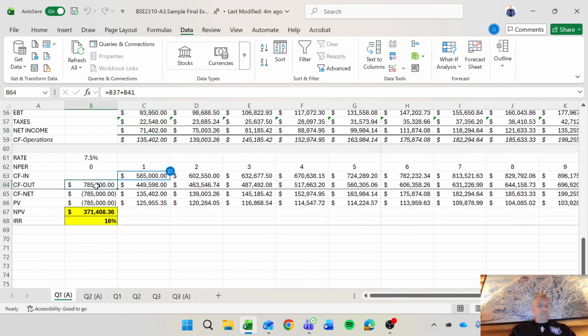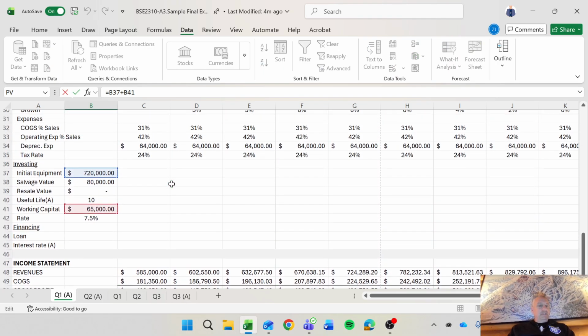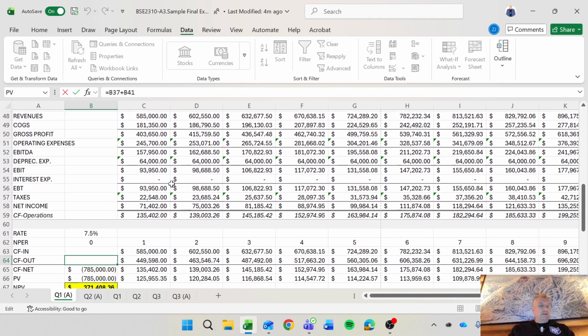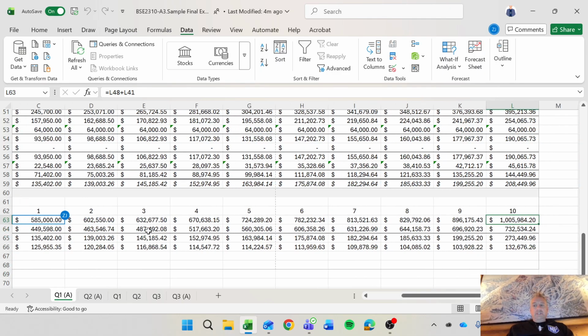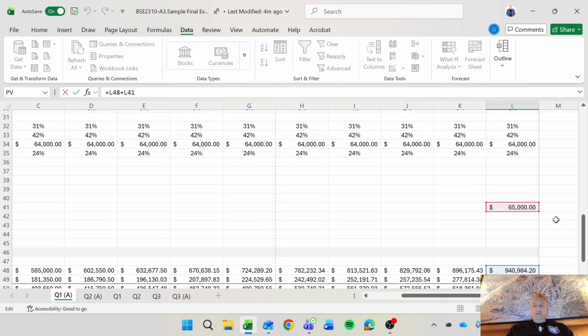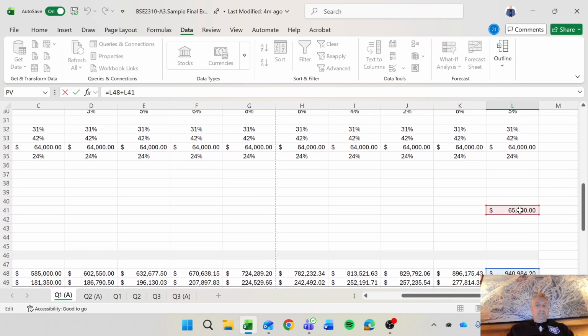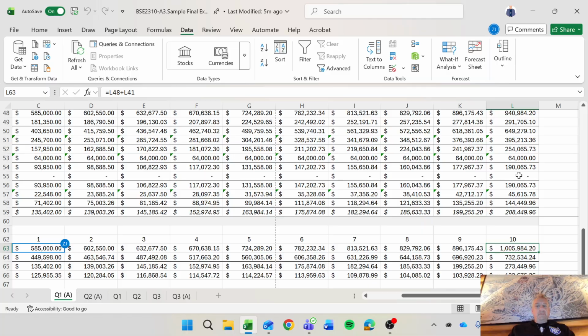Our initial capital expenditures would be the cash flows out of that initial investment of $720,000 plus the working capital of $65,000. That working capital of $65,000 then also needs to be added back, and I did that over here by taking the working capital and adding it to the revenues for that final period.